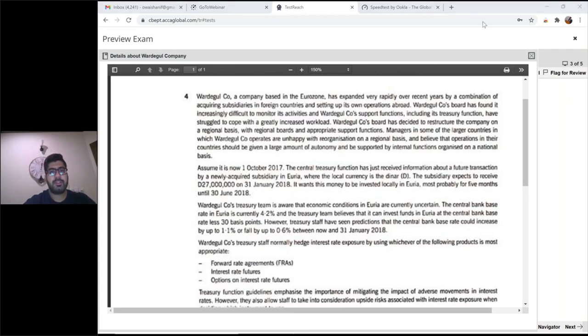So basically, the question was, Verdicol was based in Eurozone. The company was based in Eurozone, it was in Euro. I'm going towards the second paragraph just to make sure that we cover the important things, because we have already read the question multiple times in the last class. You needed to assume that today is 1st October 17.